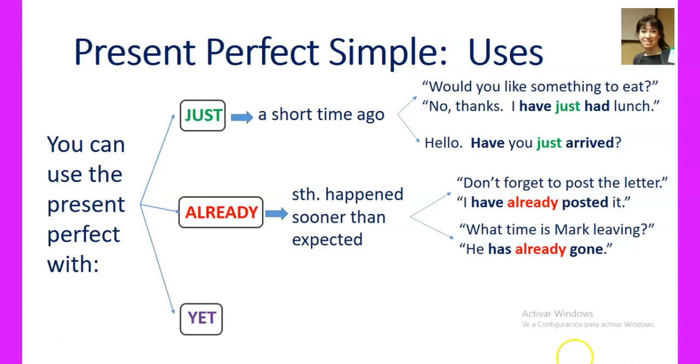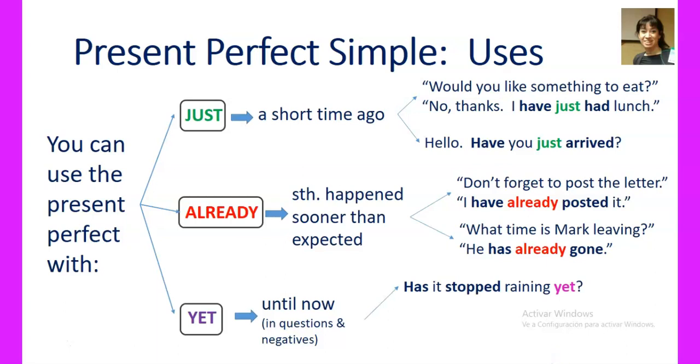Another word typically used in the present perfect simple is the word yet. And yet means until now, and it is used in questions and negatives. Let's take a look at one example of each. For example, has it stopped raining yet? Or in the negative, I have written the email, but I haven't sent it yet. Not yet.